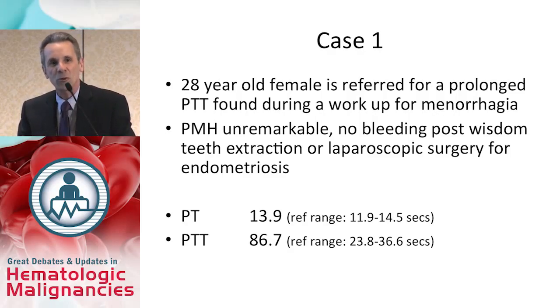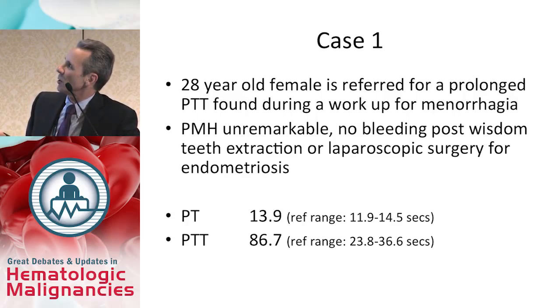I'm going to go pretty quickly, but some of these are kind of bread and butter. So this is a 28-year-old female referred for a prolonged PTT found during a workup for menorrhagia. Her past medical history is unremarkable, no bleeding post-wisdom teeth extraction or laparoscopic surgery for endometriosis. So she's not a bleeder in terms of procedures, but of course she has heavy periods.